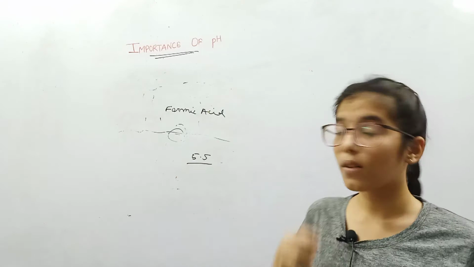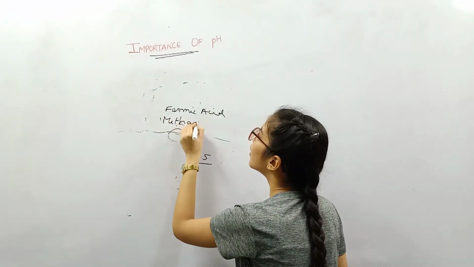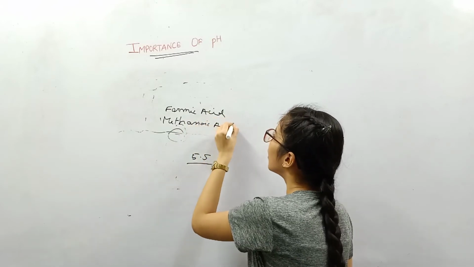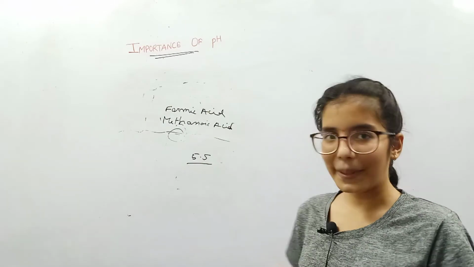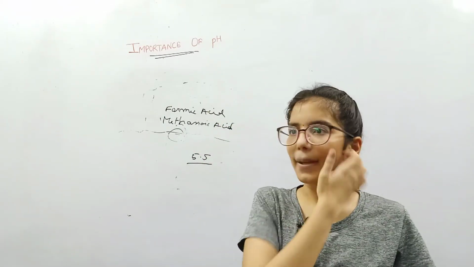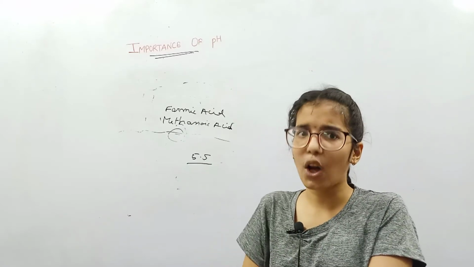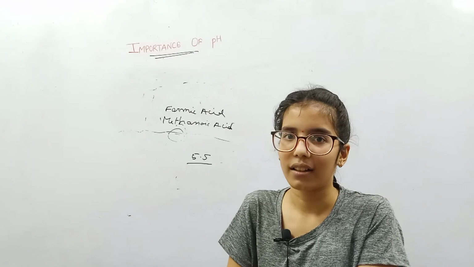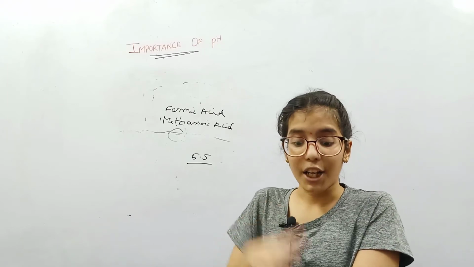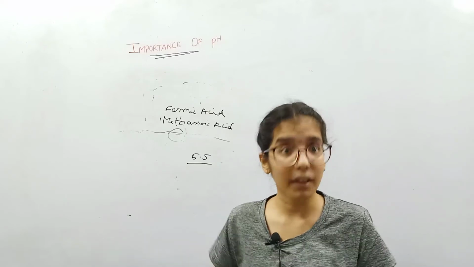Formic acid, you can also say methanoic acid. So the bee sting has formic acid or methanoic acid. So what happens when the bee stings us? They inject formic acid or methanoic acid in our body. So once they inject acid and the pH is decreased, what will happen? It would cause pain, irritation, burning pain.